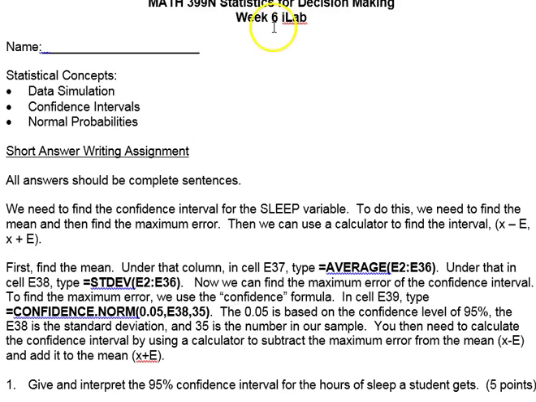For the week 6 lab, we start off by creating a confidence interval for the sleep variable from our database. The sleep variable measured how many hours of sleep the people got the night before, and a confidence interval is going to let us guess or estimate the average for the entire population.